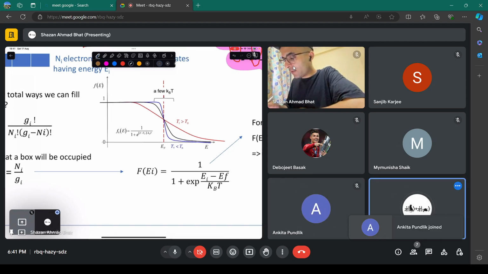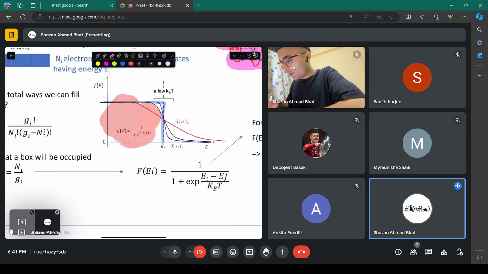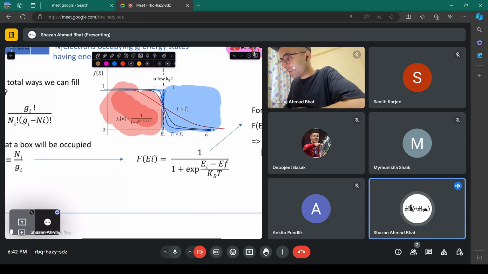Let's say you have this particular thing at T equals 0 Kelvin. It is a perfect step. This indicates that all of the energy states below Fermi energy are filled, or they have the maximum probability of being there. Electrons have the maximum probability of occupying these states, and for all of the states above here, there is very low or zero probability of electrons being found. And this scenario is at T equals 0 Kelvin.